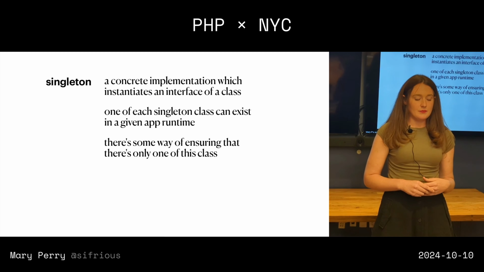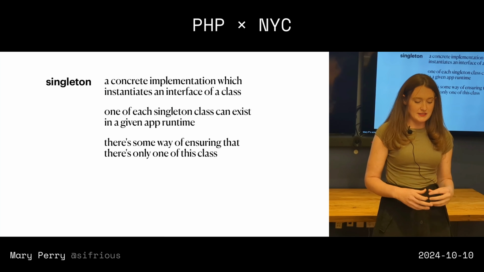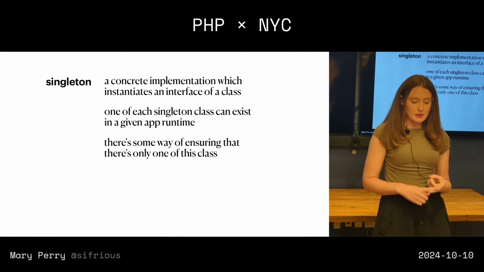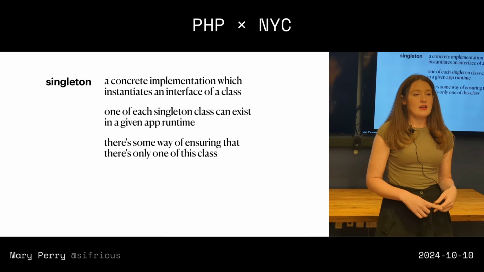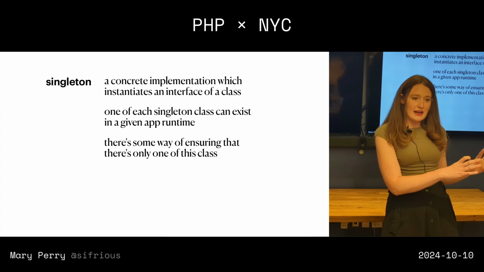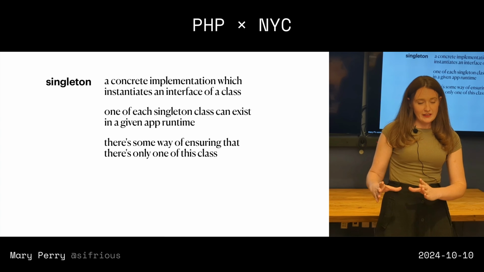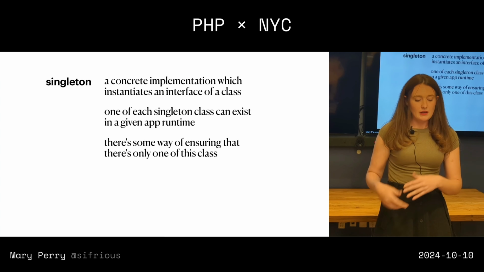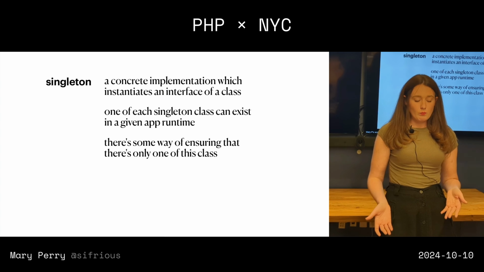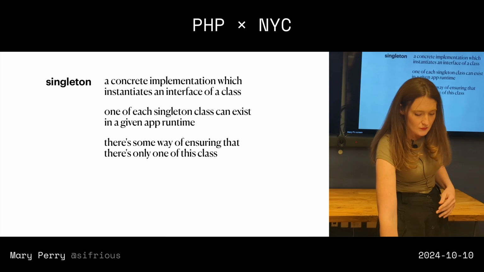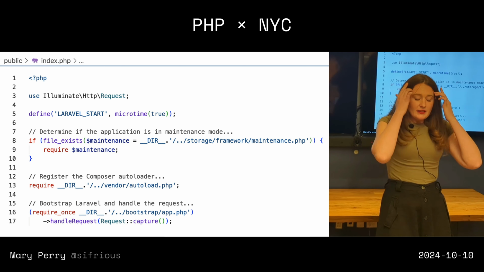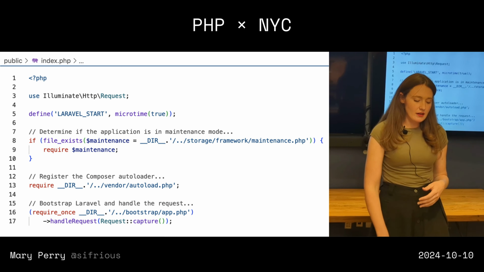So the core parts of a singleton is it's a concrete implementation that instantiates an interface of a class. So that idea of you take an abstract implementation, you have one of it, it actually works in your code, that's a singleton, and there's some method of ensuring that there's only one of this class in an application runtime. So you'll see index PHP here.